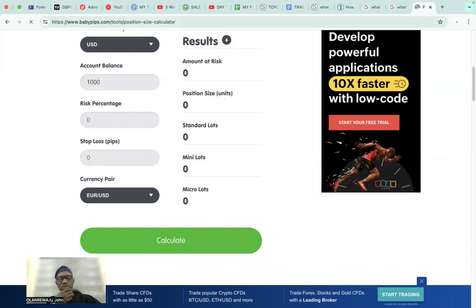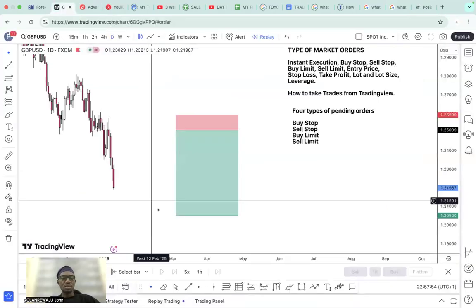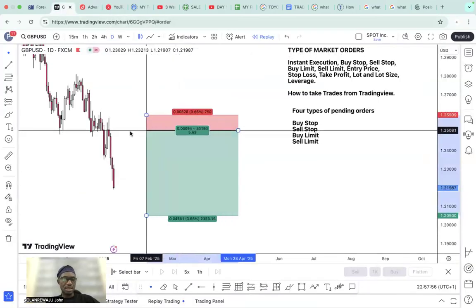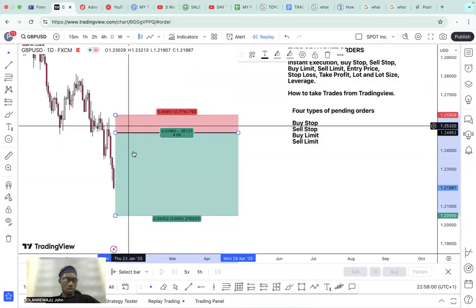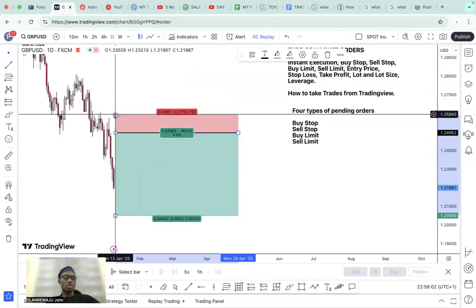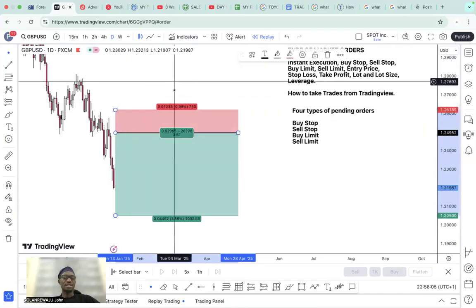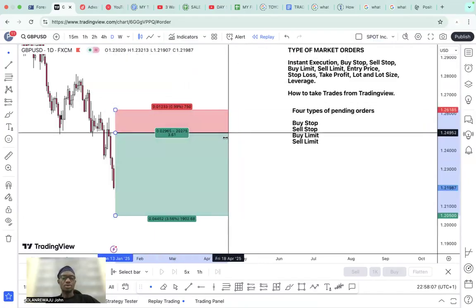So my account balance is $1,000. And what do I want to risk per trade? 1%. That is $10. So I put that one. So stop loss in pips. Remember that we've done our analysis here. When the market gets here, it should sell, all things being equal. And my stop loss is above where? Above this high. So what is my stop loss in pips?